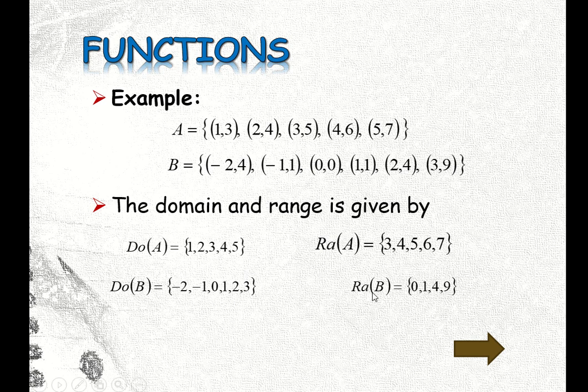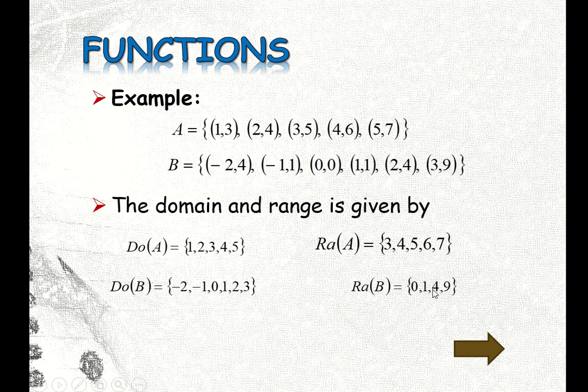And the range of B contains elements 0, 1, 4, 9. If you count the number of elements here for the range of B, we have 1, 2, 3, 4, only 4 elements. But if you look at the ordered pairs of set B, it contains 1, 2, 3, 4, 5, 6. So there are 6 ordered pairs. But why is it that the range of B contains only 4 elements?